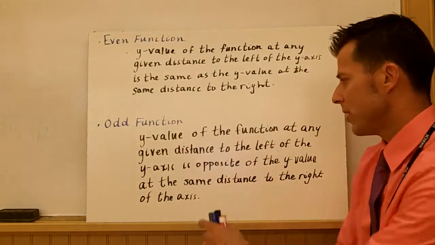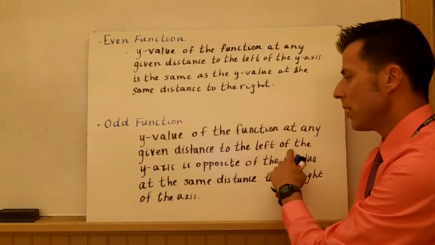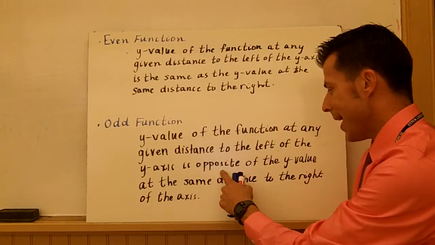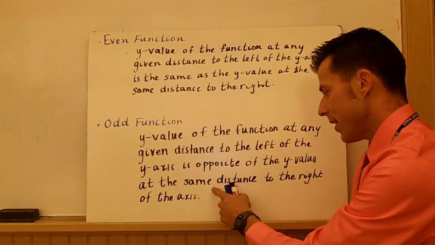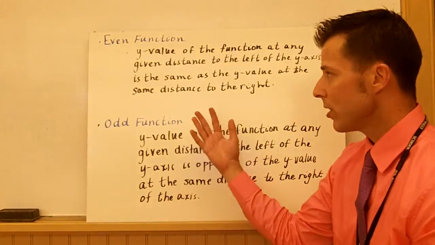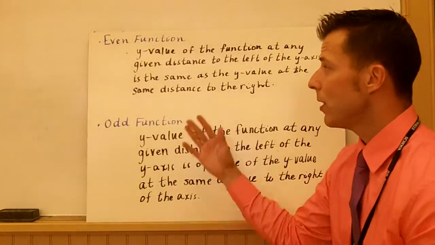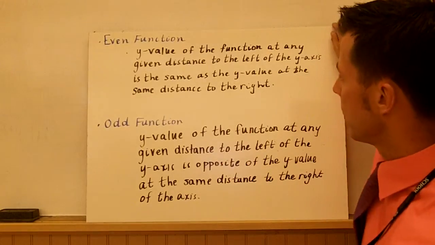Okay, for an odd function, the y value of the function at any given distance to the left of the y-axis is the opposite of the y value at the same distance to the right of the axis. And so these are going to be hard to look at or write down and say, oh, I get this. Let's look at what each of these mean visually. Okay?